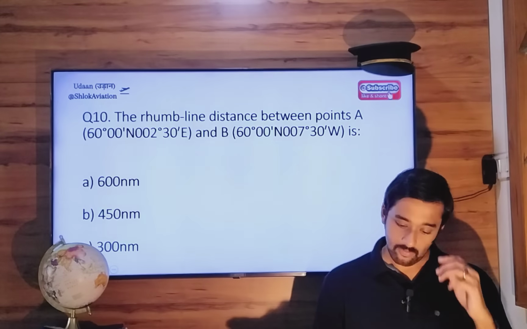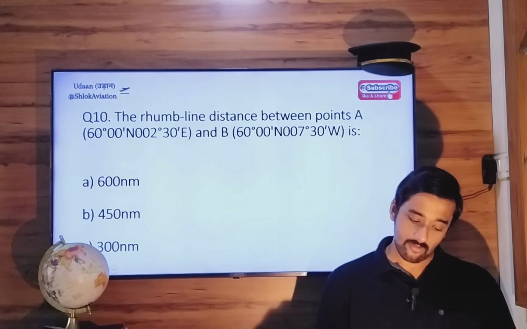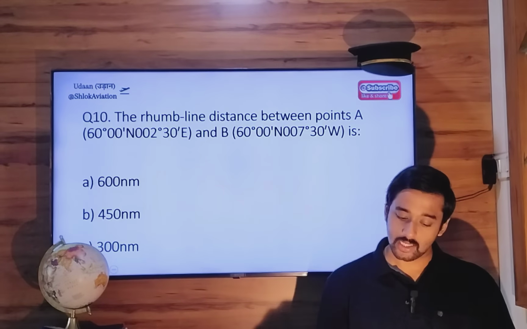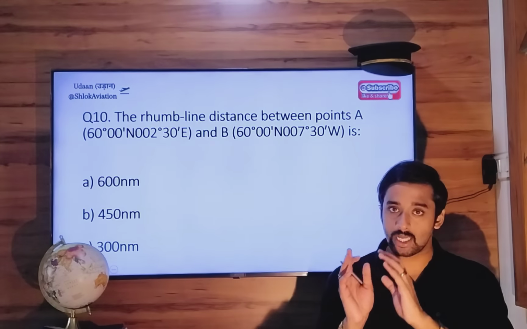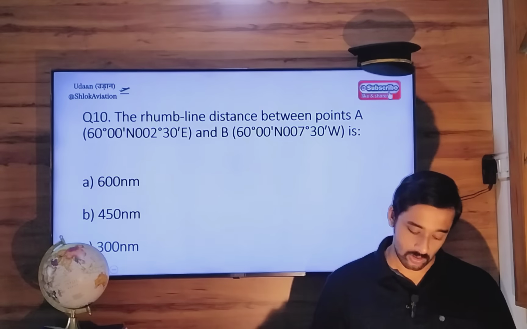Question 10. Rhumb line distance between A and B is what? A is given 60 north, 2 degree 30 minutes east. B is again 60 north, 7 degree 30 minutes west. So one is in the eastern hemisphere, another is in the western hemisphere. Both are at the same latitude. Okay. So if I have to represent this, I will do it something like this.